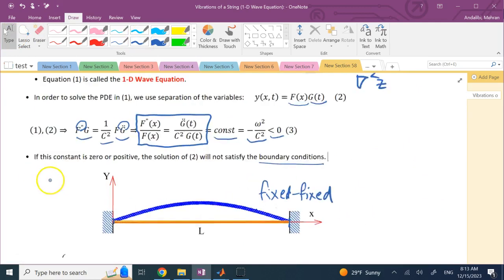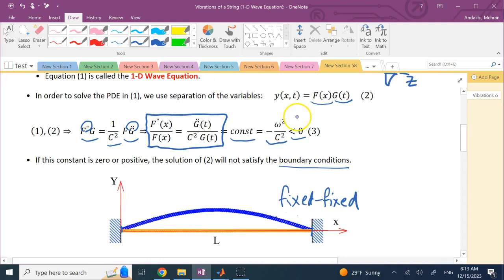Now we assign that negative constant to be what? We call it negative omega squared over c squared. The c squared is used to get rid of that c squared and this c squared. And why omega is used? Because you know that if f or g are harmonic functions, then for a harmonic function, g double dot equals negative omega squared times g, where omega is the frequency of that harmonic function g.